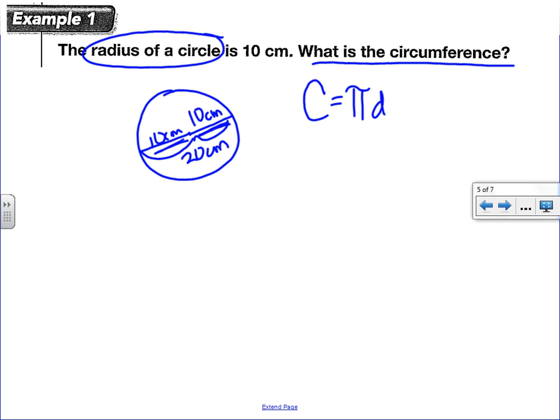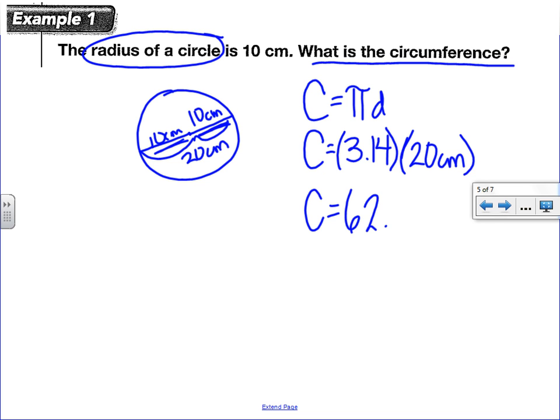Alright, they just told us that unless otherwise told, we're going to use 3.14 for pi. So I'm solving for circumference C. Instead of pi, I'm going to put 3.14, and instead of diameter, I'm going to put 20 centimeters. Okay, so all we have to do now is plug this into our calculators, and you should get circumference equals 62.8 centimeters. Final answer. As long as you know your formula, you should be able to solve these pretty easily.